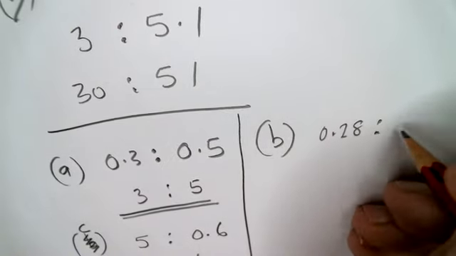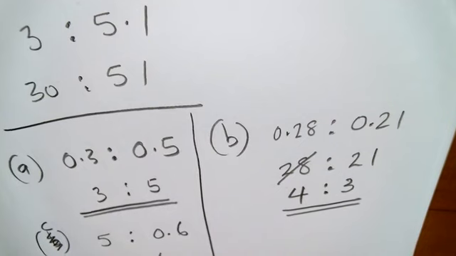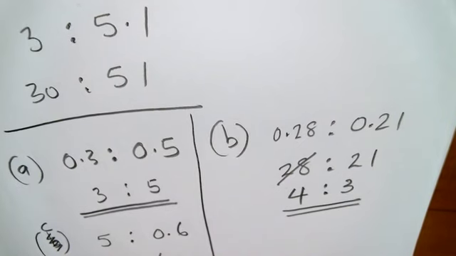So, oh, I've got a common factor. I've got 7 as a common factor. So if I divided this by 7, I would get 4. Divide this one by 7, I would get 3. And there is my ratio. Hopefully that makes sense, folks. And you can have a shot at the other ones.